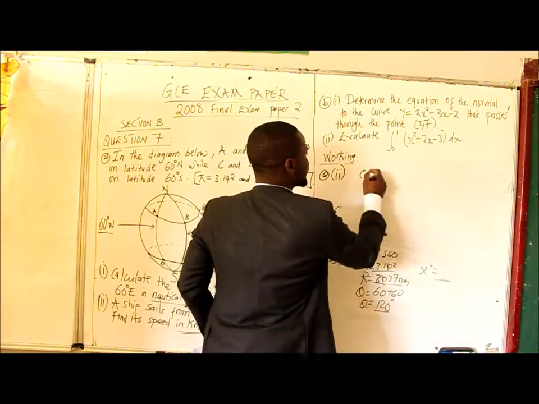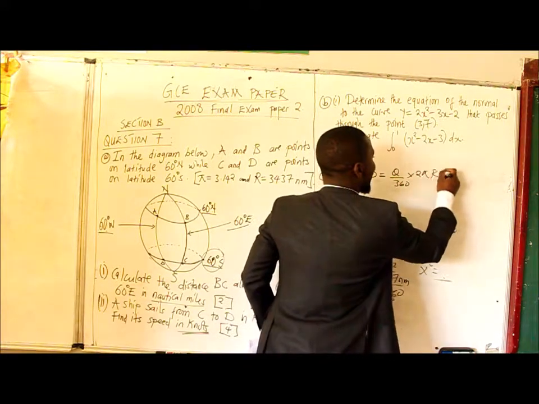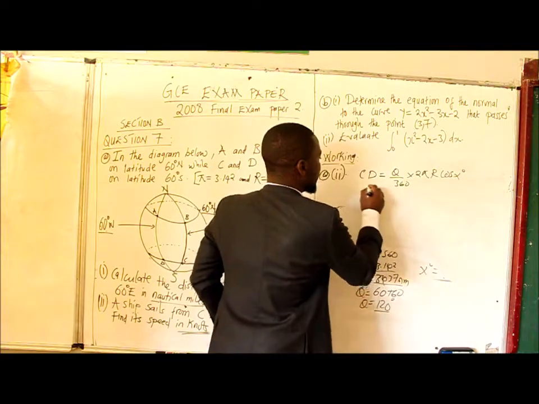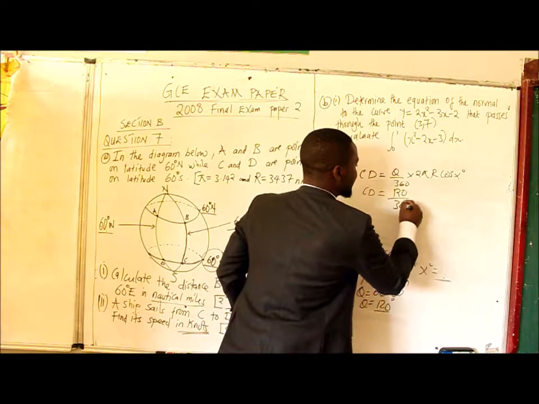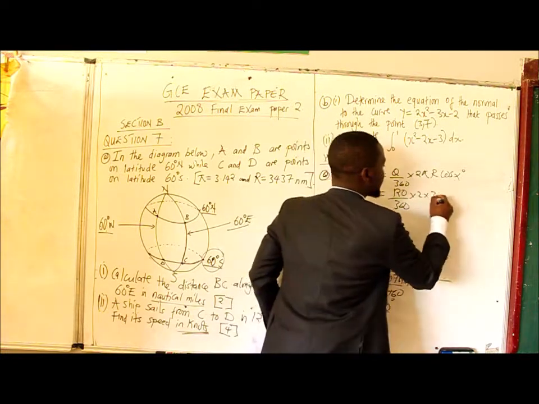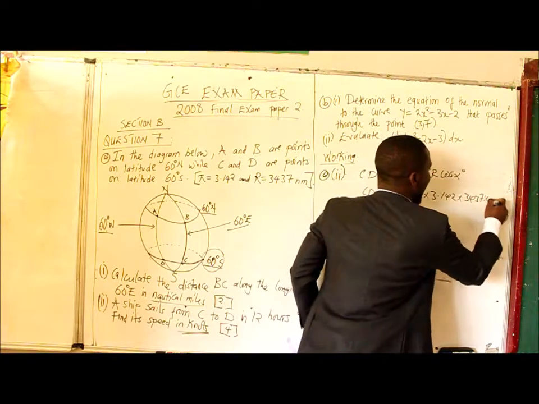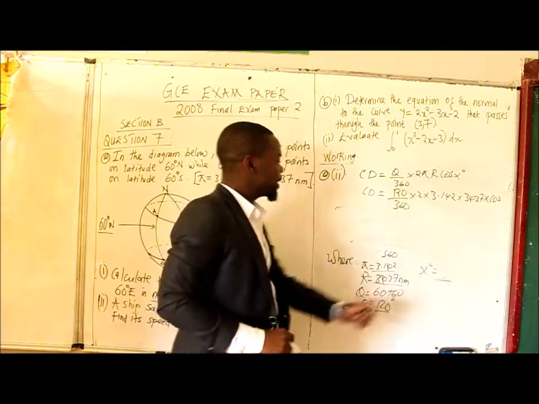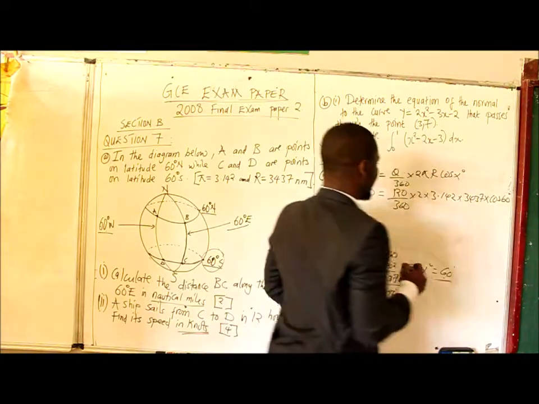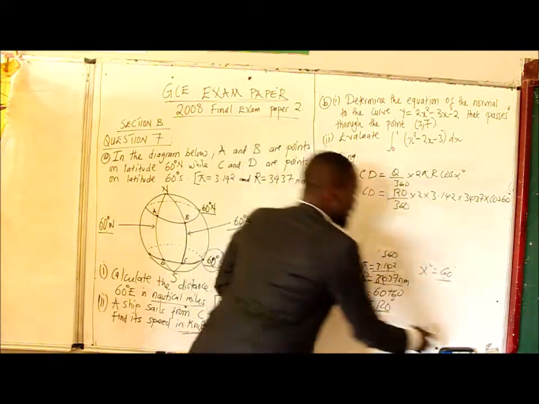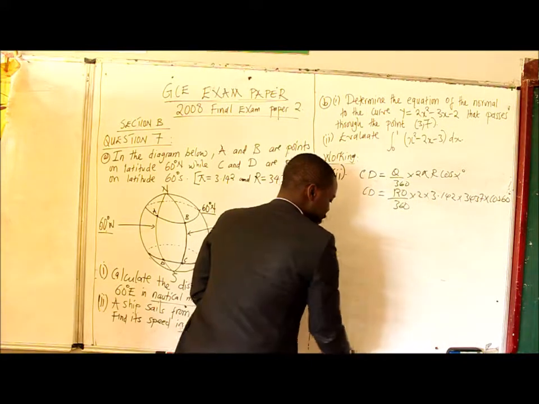So CD is equal to theta over 360 times 2 pi r cos x degree, where we know theta is 120. So 120 over 360 times 2 times 3.142 times r, which is 3437, times cos 60 degrees. From here, it's just a matter of us simplifying and enjoying the calculation. So let's enjoy the calculations.